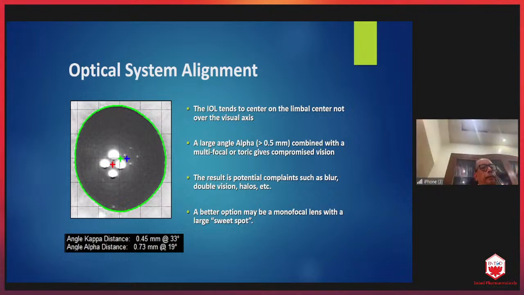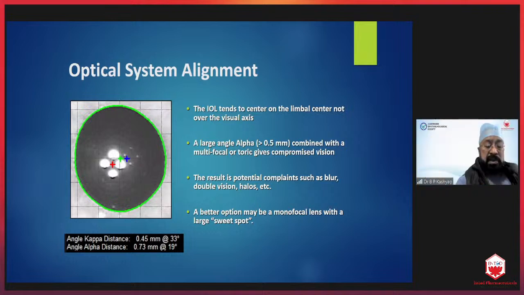But you have to see to it that the patient's angle alpha and angle kappa are checked. It's important. For biometry, for IOL power, angle kappa is not important. What is important is angle alpha. Angle alpha is measured from the center of the limbus. So if angle alpha is more than 0.5 millimeters, please do not put any premium lens.